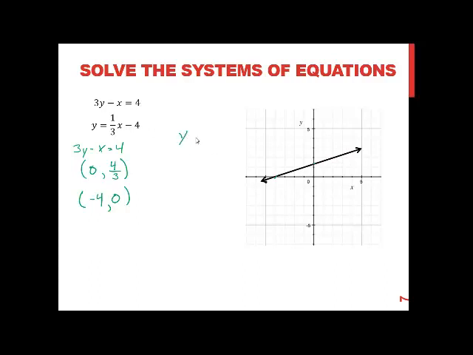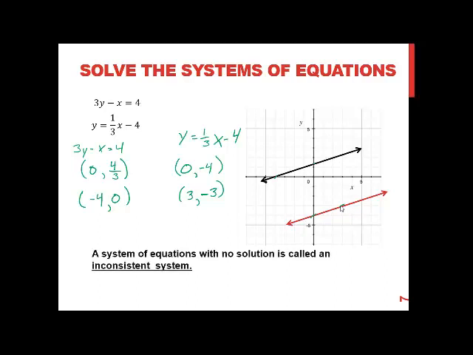Now we'll look at y equals 1/3 x minus 4. If I put a 0 in for x, I'll get -4. And I want a nice number to multiply 1/3 of, so let's try 3. 1/3 of 3 is 1. 1 minus 4 is -3. So that gives me that point, and over 3, down 3. And I have two lines that are parallel. They have the exact same slope. They are never going to cross. Now, when we have two lines that never cross, we say that that has no solution, and this is an inconsistent system.